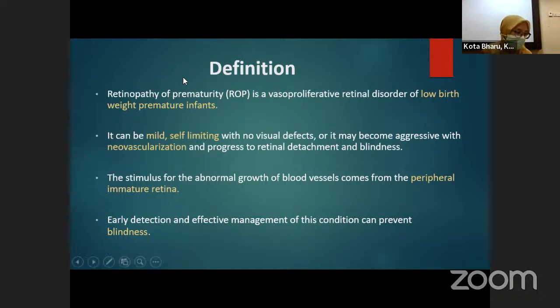So the spectrum of this disorder, it can be mild, self-limiting with no visual defect, or it may become aggressive with neovascularization and progress to retinal detachment and blindness. So the stimulus for the abnormal growth of blood vessels comes from the peripheral immature retina of premature infants. Early detection and effective management of this condition can prevent blindness.